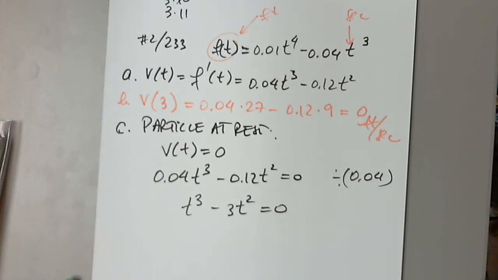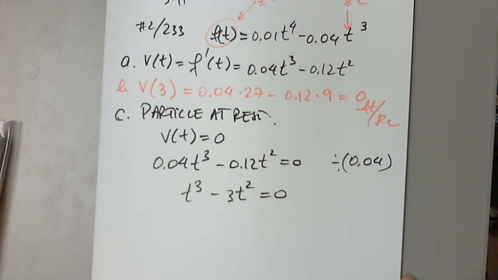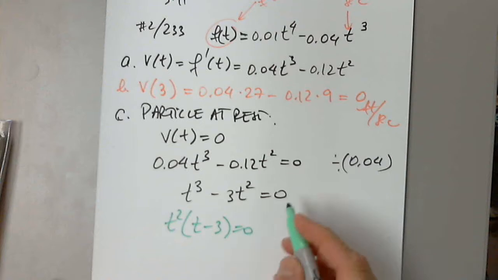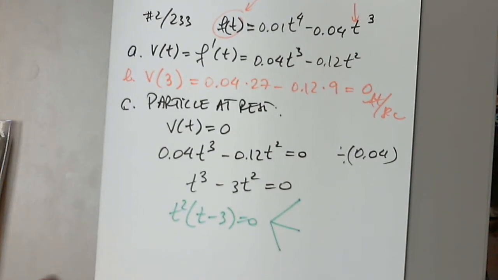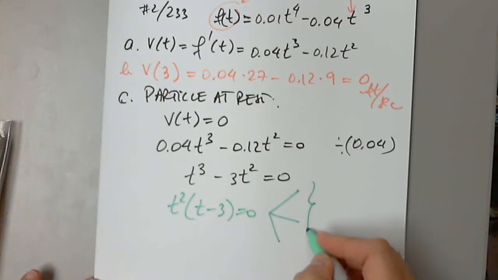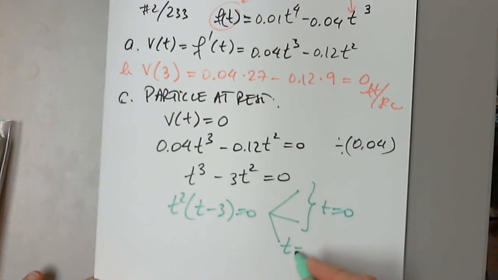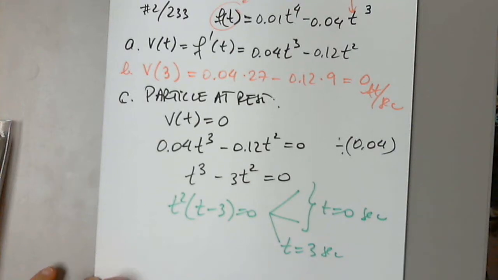I will definitely factor out what? Not divide. I cannot divide by t or t squared. But I will factor out t squared, and I get t minus 3. And now I have to have 3 solutions. And they are? 0, 0, and 3. Very good. So the velocity of the particle is 0 at the very beginning, and it becomes 0 again 3 seconds later. Okay.